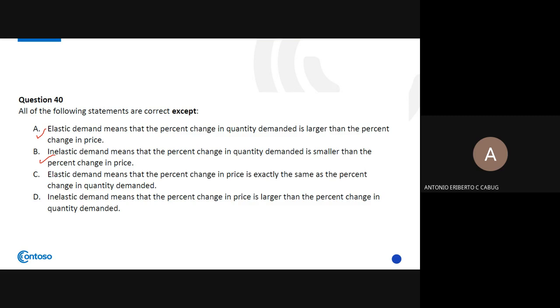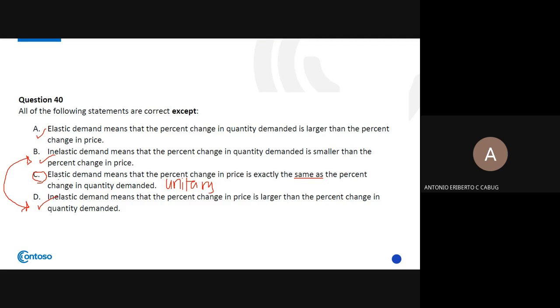Letter C is the incorrect statement kasi sinabi niya same as, no? This is the definition of unitary or unit elastic. Okay? Letter C is a definition of unitary. Yung letter D, tama to ha. Inelastic demand means the percentage change in price is larger than the percentage change in quantity demanded. B and D, they mean the same. Iba lang yung pagkasabi.